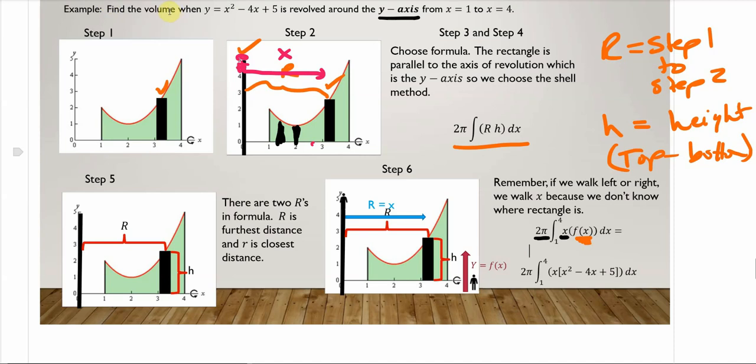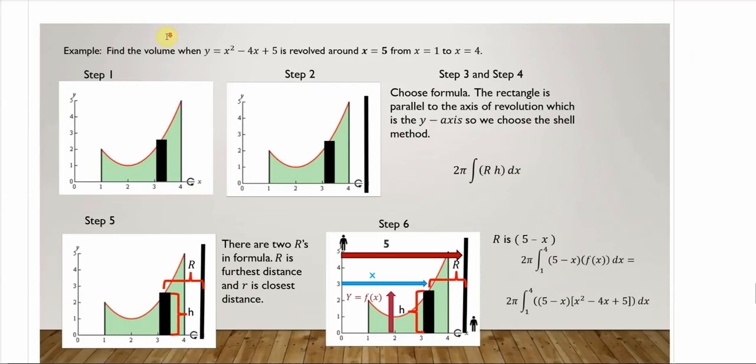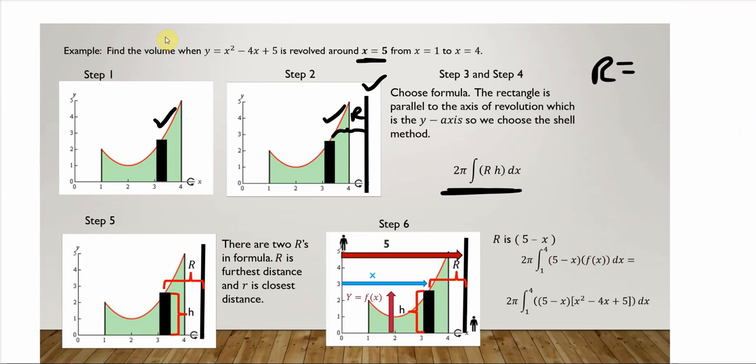All right. Let's go ahead and look at another one. In this scenario, I decided to revolve it around the line x equals 5. So here's my step 1 right here. Here's my step 2 right there. And now I notice that they're parallel. So I'm still going to use the same formula. So what is R? R is going to be from step 1 to step 2. So this right there is my R.